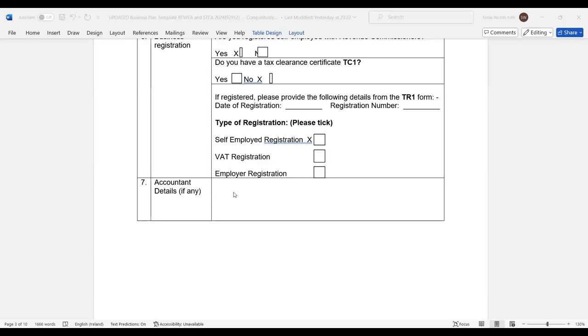So the final question in this section is asking you if you have an accountant. It is not compulsory to have an accountant as a business owner, particularly if you're a sole trader or a partnership. So if you don't have an accountant and you're going to do the books yourself, or you have a family member or friend who's going to do them for you and file your taxes, just say no. Or if you do happen to have an accountant, just put in their name and their contact details there in that section.